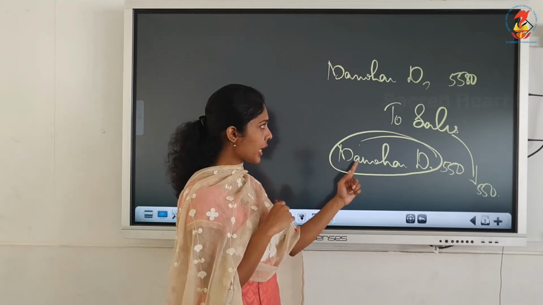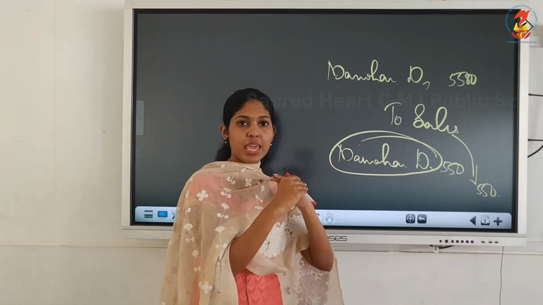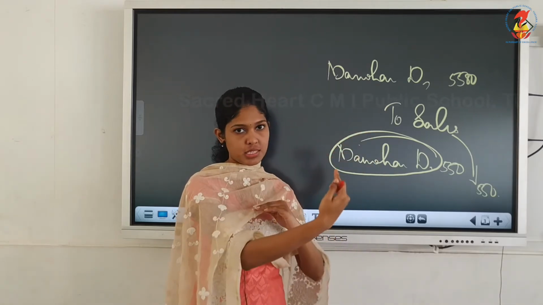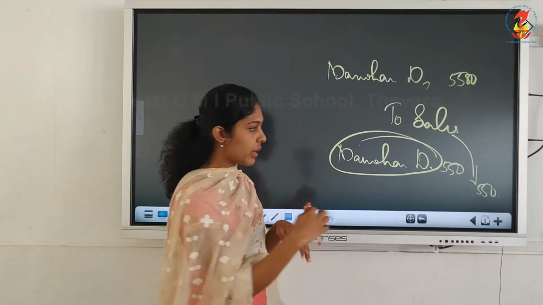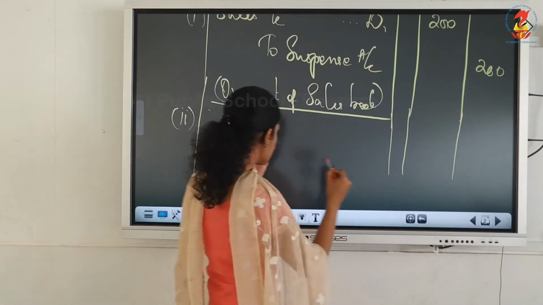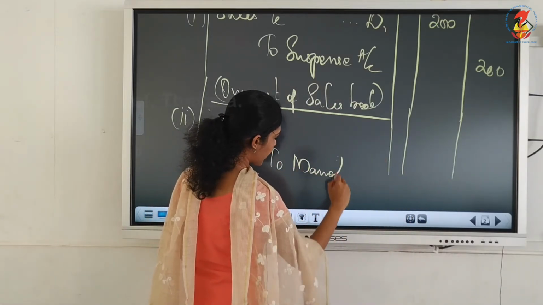So Manohar's account we debited with 5500 instead of this. So we have debited with an excess amount. How will you cancel that excess debit? We'll have to credit Manohar. So here we'll write to Manohar, we'll credit him.